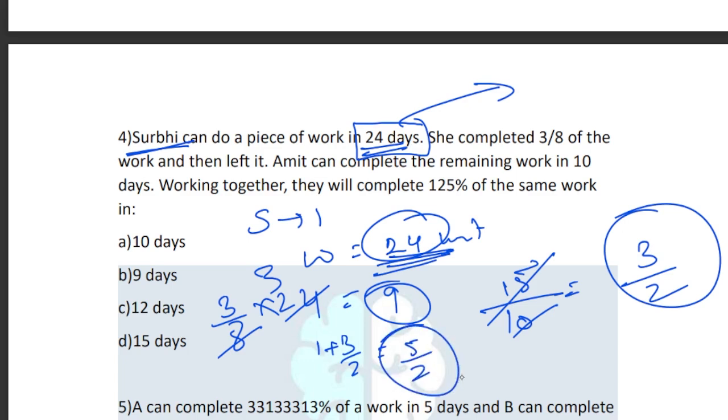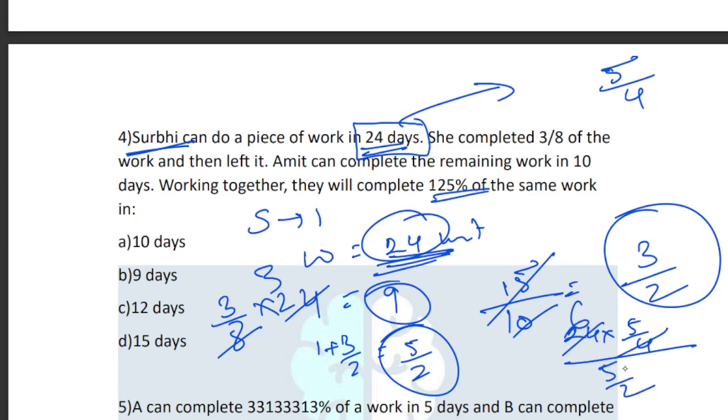Now working together, that means 1 plus 3/2, the efficiency will be 5/2. With the efficiency of 5/2, they are doing 125% of the work. What is the fraction value of 125%? It is 5/4, right? So total work is 24. So 24 multiplied by 5/4, and the efficiency is 5/2. So 4 sixes, and 5 will cancel this. This 2 will go and multiply with 6. So 6 multiplied by 2, and the answer is 12.